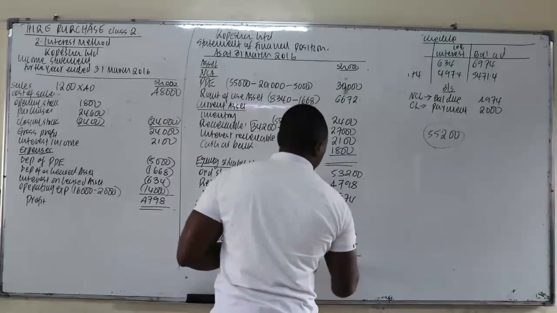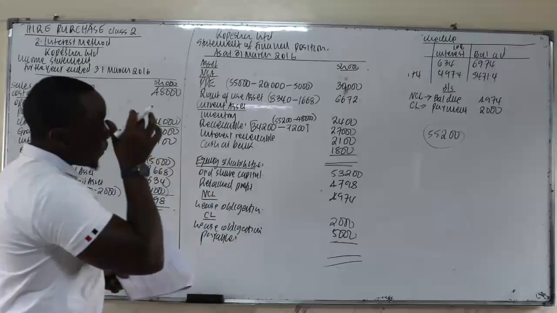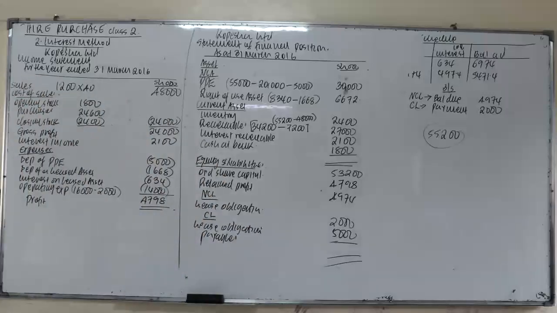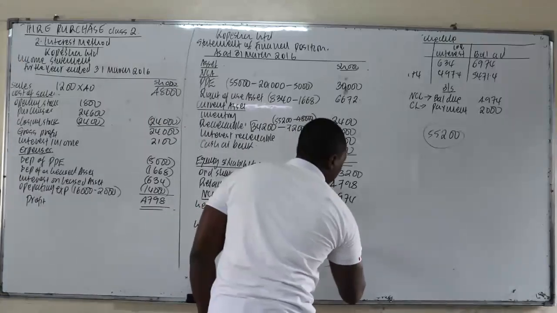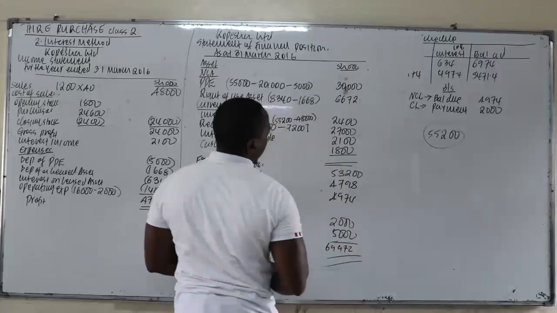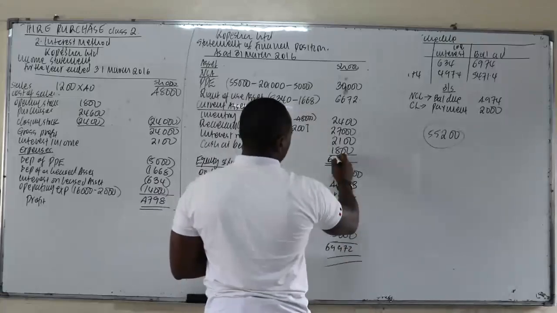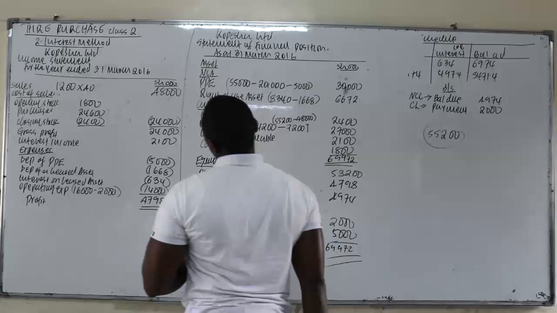So try to harmonize that. 69,962, eh? 70. What about this? 69,970. So you can copy now.